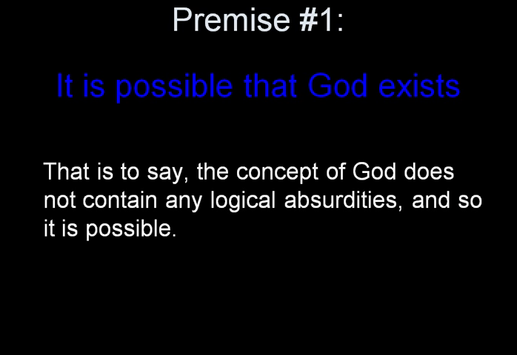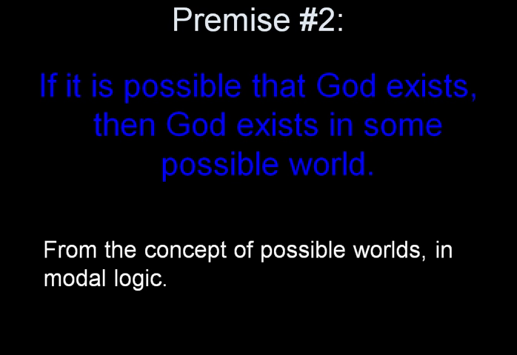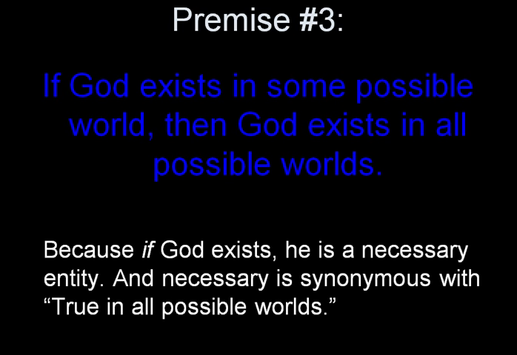That is to say, the concept of God does not contain any logical absurdities, and so it is possible. Premise 2, if it is possible that God exists, then God exists in some possible world. That's from the concept of possible worlds that we learned about earlier in modal logic. Premise 3, if God exists in some possible world, then God exists in all possible worlds. Because if God exists, he's a necessary entity, and remember that necessary is synonymous with true in all possible worlds.